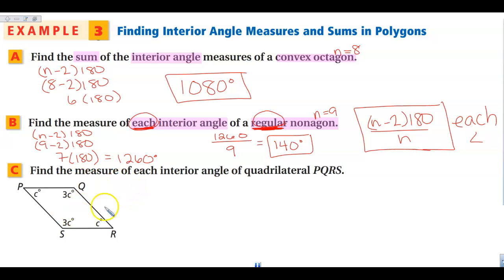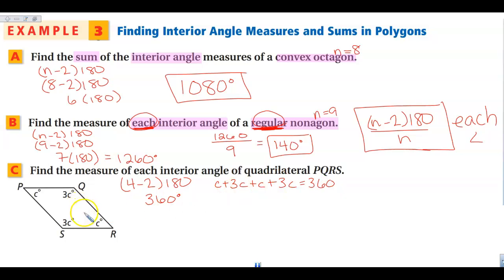We start with, okay, I know I have 4 sides, so I'm going to do 4 minus 2 times 180, and that's going to give me 360 degrees. So there are 360 degrees in my figure. So now what I'm going to do is add up all the angles and set them equal to 360. So I'm going to do C plus 3C plus C plus 3C equals 360.